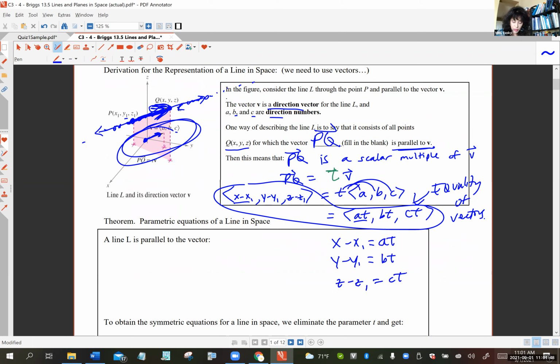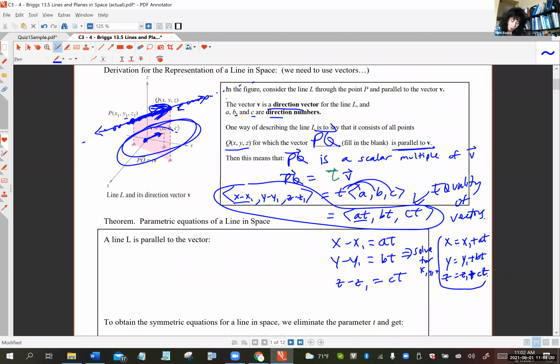So what do I have here? x minus x1 has to equal at. y minus y1 has to equal bt. z minus z1 has to be equal to ct. And then there's one more step that most textbooks do. They solve for x, y, and z. So the x, after adding x1 to both sides, will be x1 plus at. y will equal y1 plus bt. And solving for z, we get z is equal to z1 plus ct.